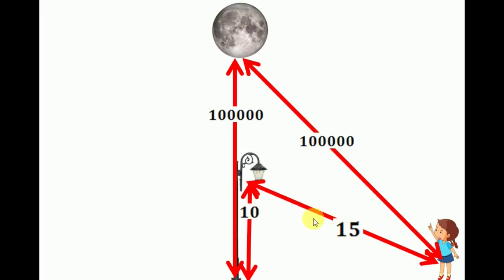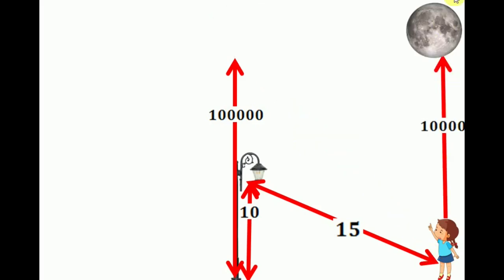Now if you see, the position of the lamp has changed from 10 to 15. I cannot write this to be 10 because 5 is half of 10, so I cannot write 15 is equal to 10, but out here I can write. Now if you see the position of the lamp, it has changed, but the position of the moon has not changed. Before it was 1 lakh, right now also it's 1 lakh. So the position has not changed, but the position was overhead, so it will come somewhat like this. The position of the moon has not changed, but the position of the lamp has changed.